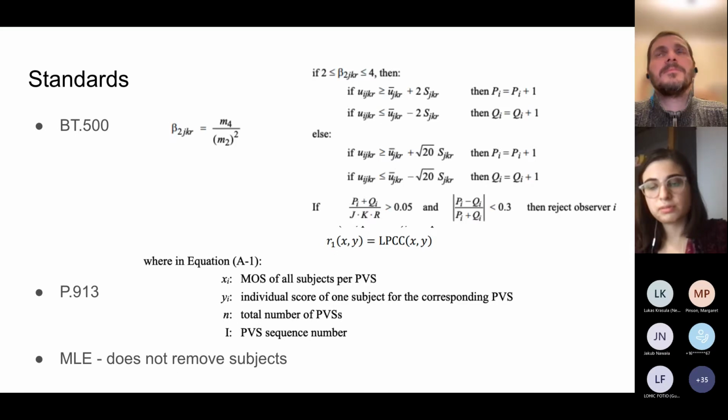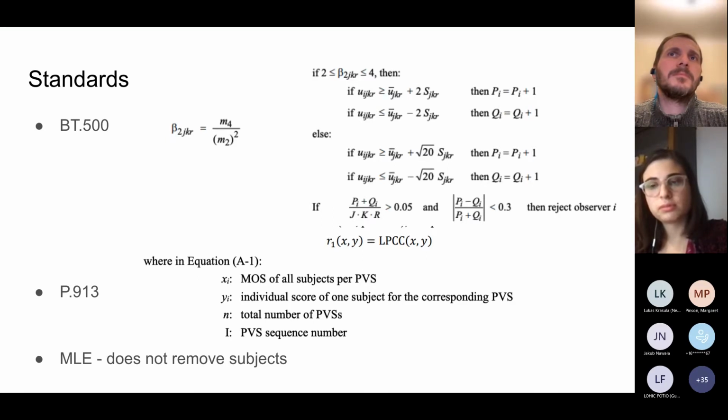Another criterion in this BT500 standard is that outliers are likely to score inconsistently above and below the consensus, so above the MOS and below the MOS. So if there's a user who does 100 ratings and 50 of them are above and 50 of them are below the consensus, then the likelihood of that being an outlier is larger. So BT500 combines the two in this formula that is shown there.